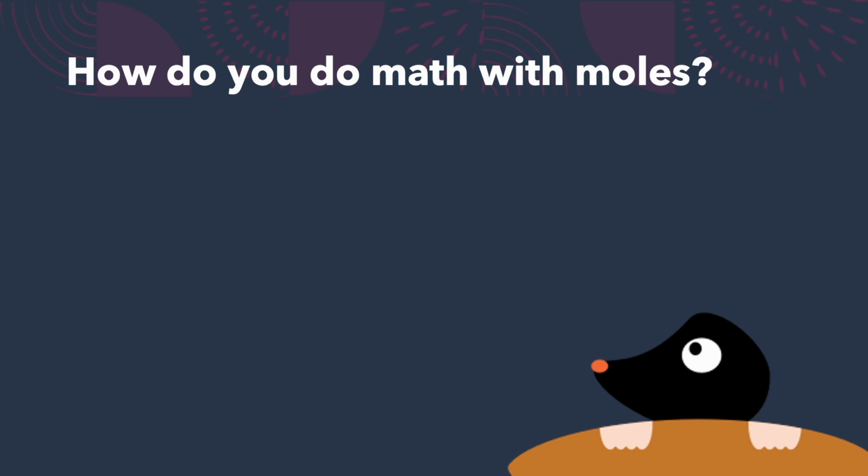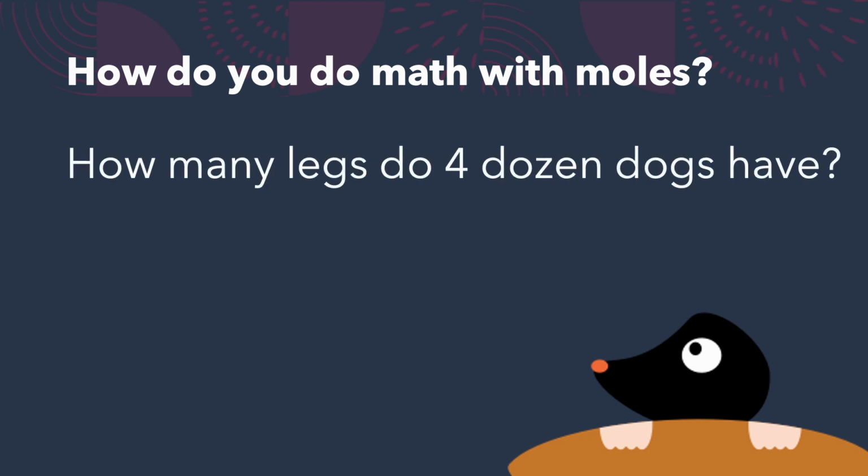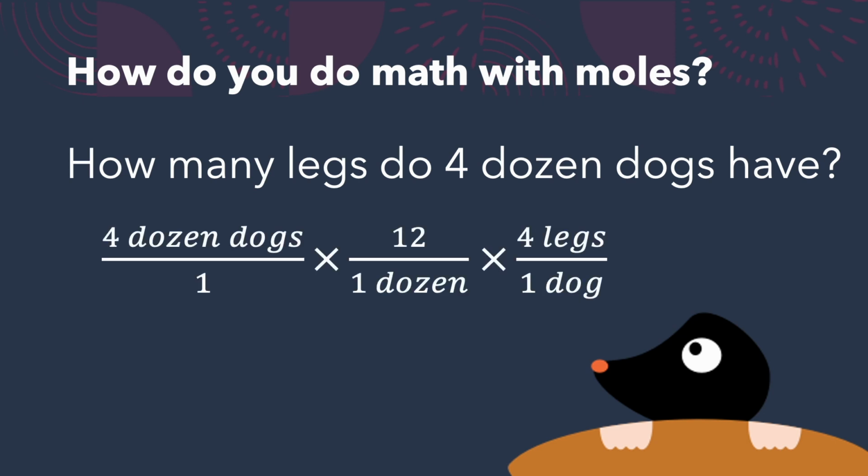Let's take it one step further. How many legs do 4 dozen dogs have? Start with what you're told, 4 dozen dogs. Your first fraction should change dozens to dogs, so multiply by 12 over 1 dozen. Your second fraction should change dogs to legs. 4 legs equals 1 dog, so multiply by 4 legs over 1 dog. Your dozens and dogs both cancel, so you're left with 4 times 12 times 4 legs, which is 192 legs.